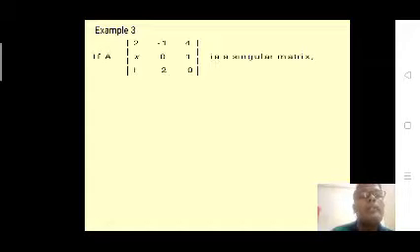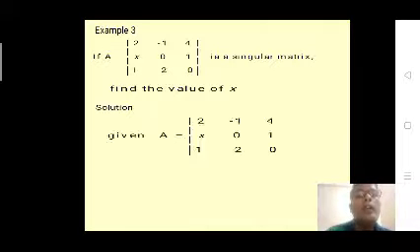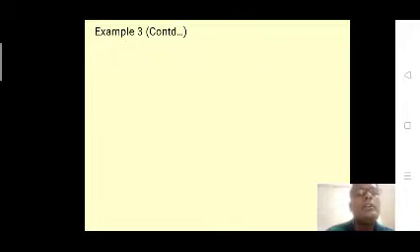We go to example 3. If A is equal to [-1 4 x; 0 1 1; 2 0 1] is a singular matrix, find the value of x. How to find the value of x? We have to write here, given A is equal to [-1 4 x; 0 1 1; 2 0 1]. Since A is a singular matrix, the determinant is equal to 0. Directly we have to write determinant is 0.